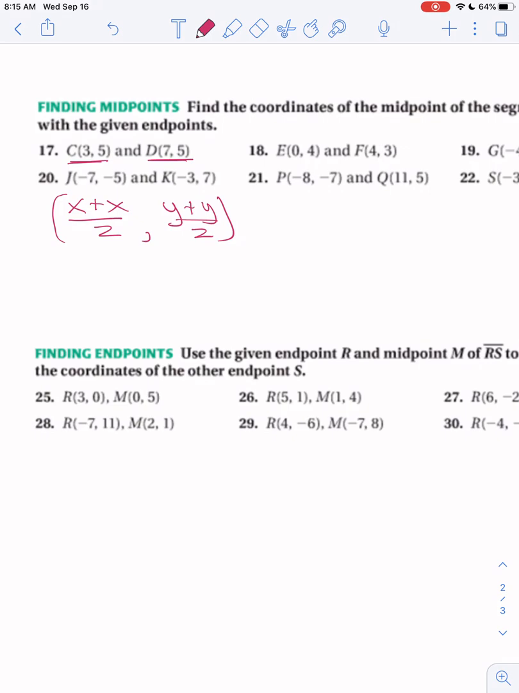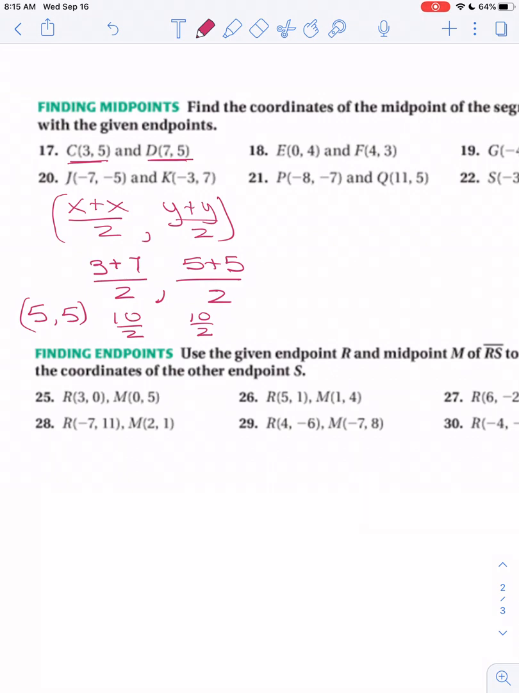I'm just going to take my x value, which is 3, plus my other x value, which is 7, and I'm going to divide that by 2. Now I'm going to take my y values, 5 plus my other y value, 5, divide by 2. So it looks like we have 10 divided by 2, 10 divided by 2. So the location of our midpoint is 5, 5 on a coordinate plane.